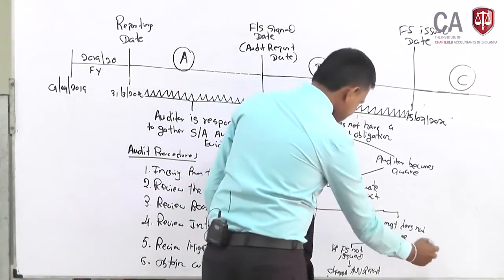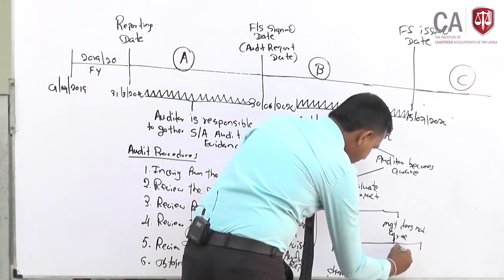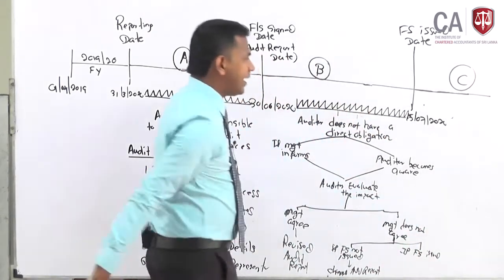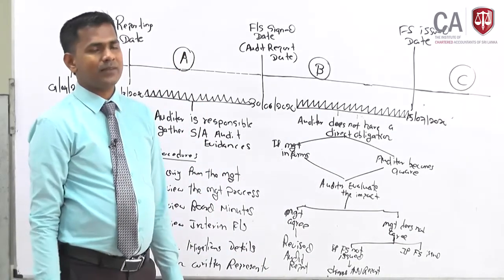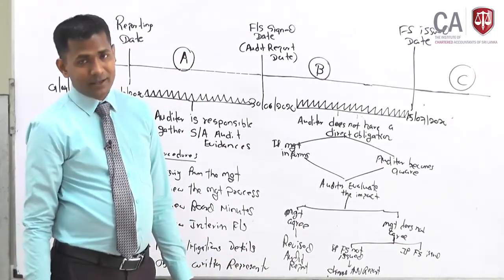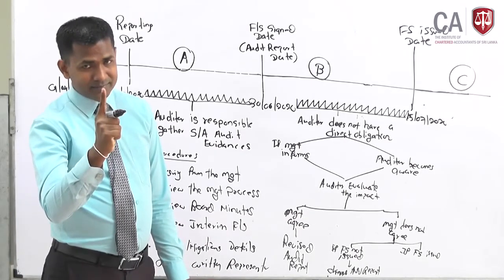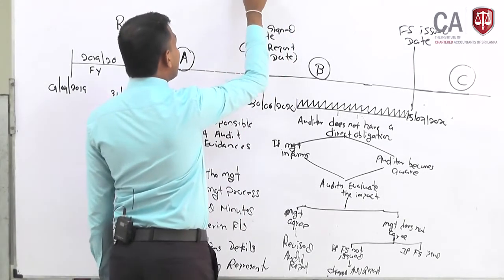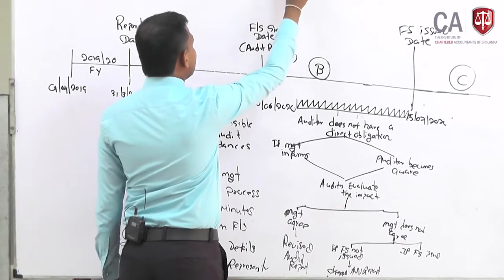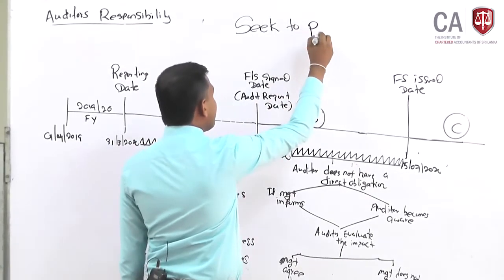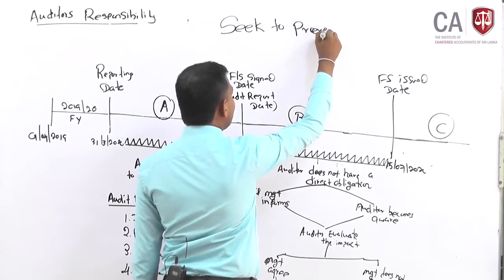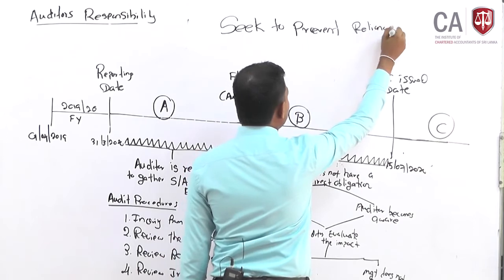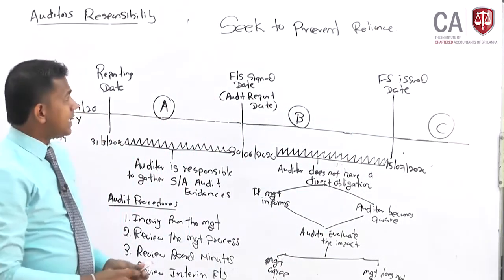Next circumstance: if finance statements are issued, you can't do anything. But you can do one thing, right? Look at this word here: seek to prevent reliance. What is that? Seek to prevent reliance.